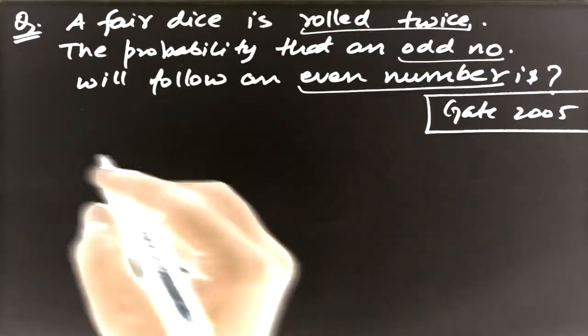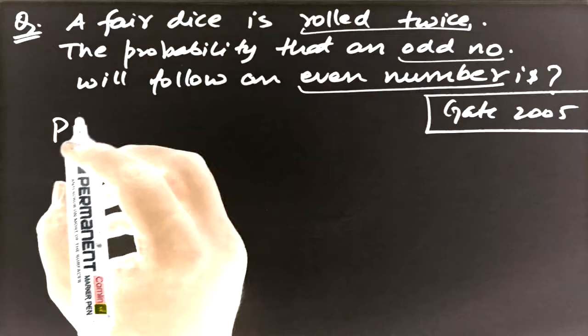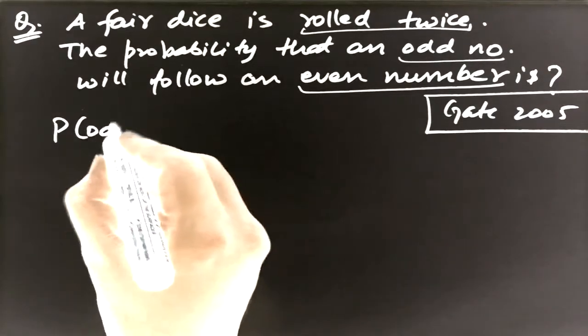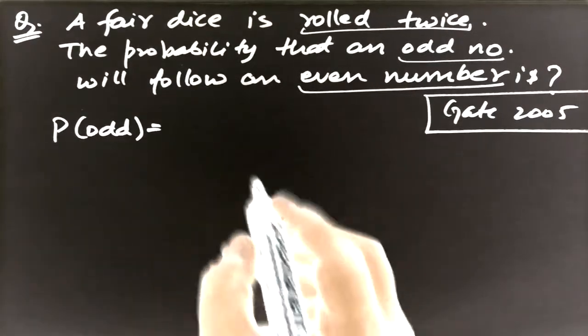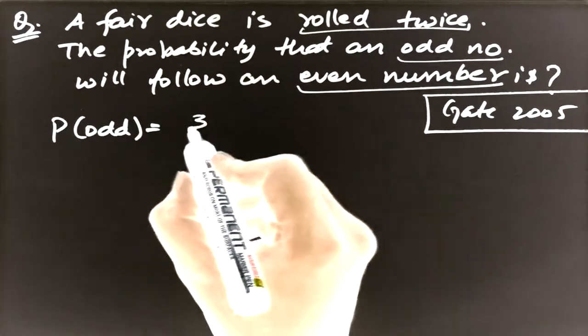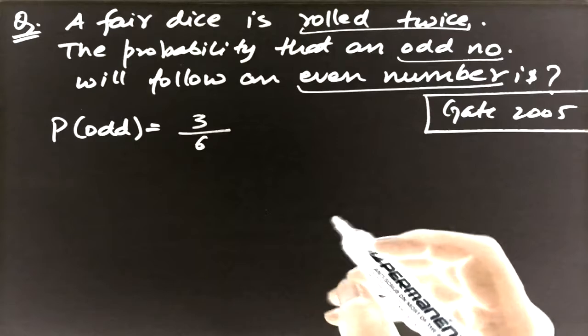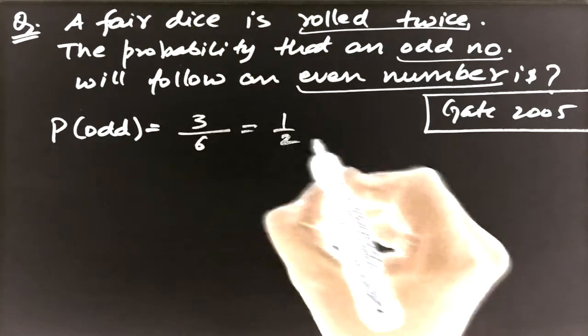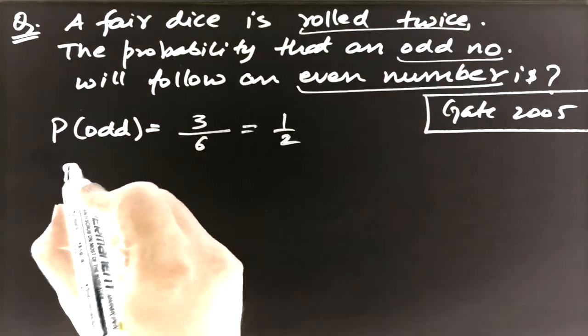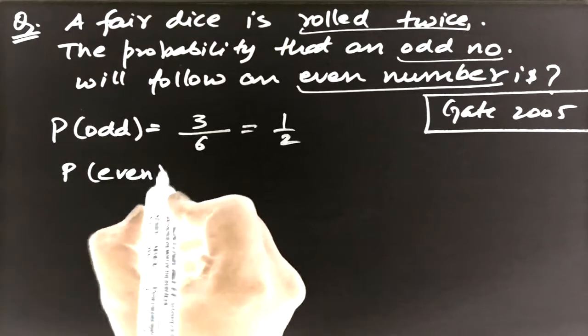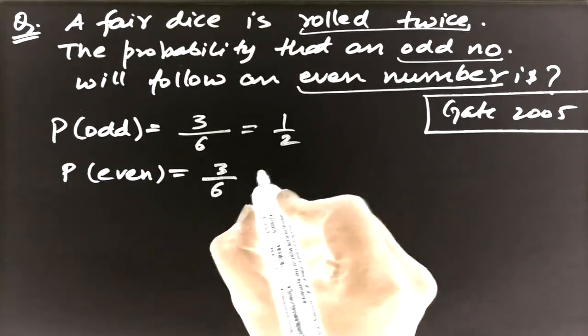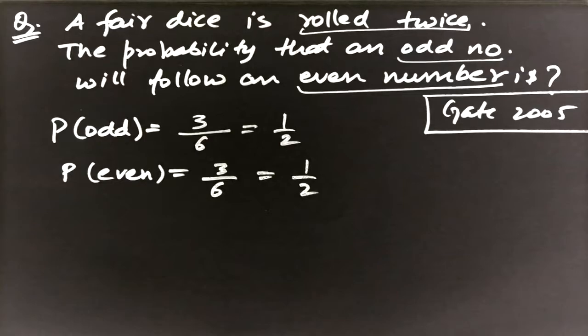To solve this question, we need to know the probability of getting an odd number. There are 3 odd numbers in a dice from 1 to 6, and total available ways are 6, so it will be 1 upon 2. Similarly, for even, it will be 3 upon 6, again 1 upon 2.